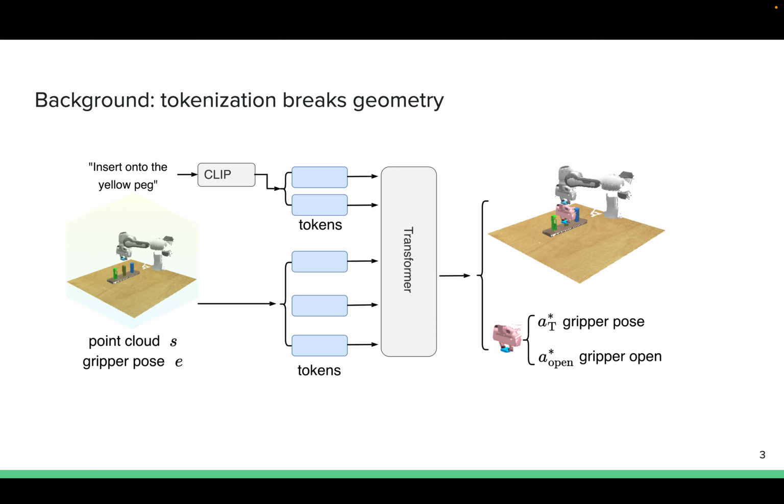Nevertheless, the transformer architecture that usually tokenizes the language input as well as the point cloud input will break the rich geometry in the tasks. This results in poor 3D generalization and low sample efficiency.